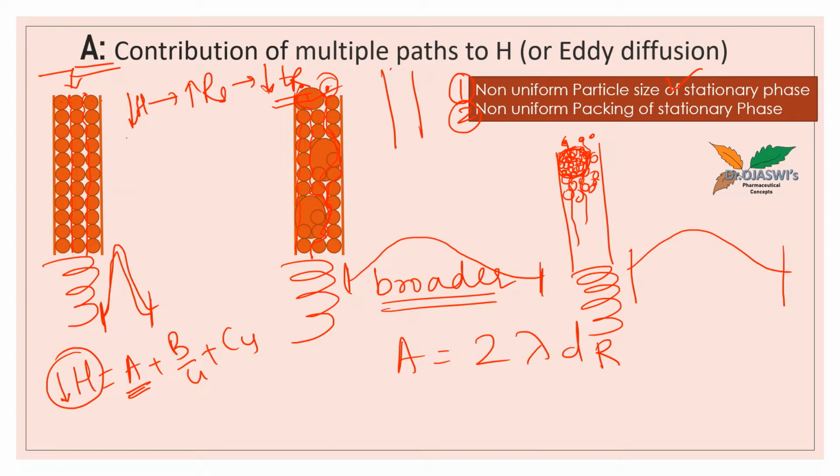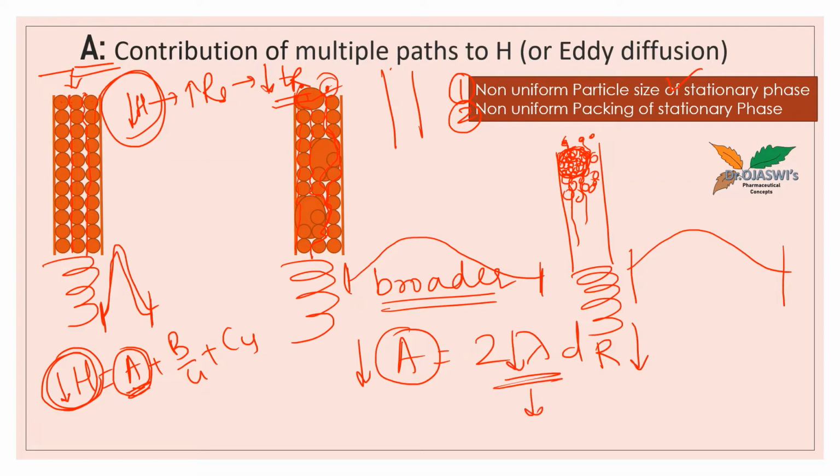Okay, so this is my aim. I want to reduce H. If I want a reduced value of H, then I should have a lesser value of A. For a lesser value of A, I should have lesser dr and lesser lambda. What is this lambda? Lambda is the packing factor. The packing factor should be lesser. And what is dr? Dr is nothing but the particle size of the stationary phase. That should be lesser. Okay, so this is our first factor, that is factor A, which is independent of the flow rate. It has nothing to do with flow rate.